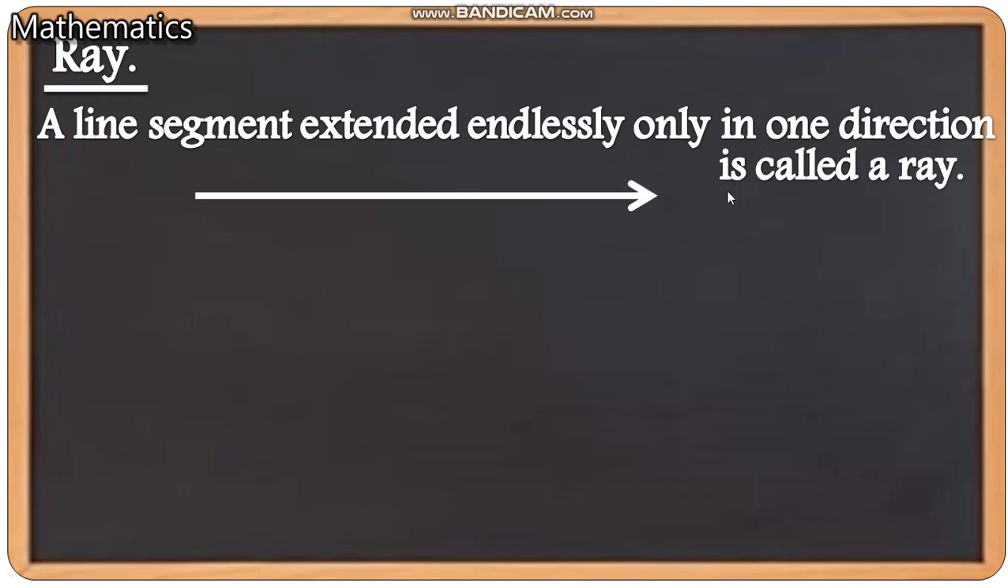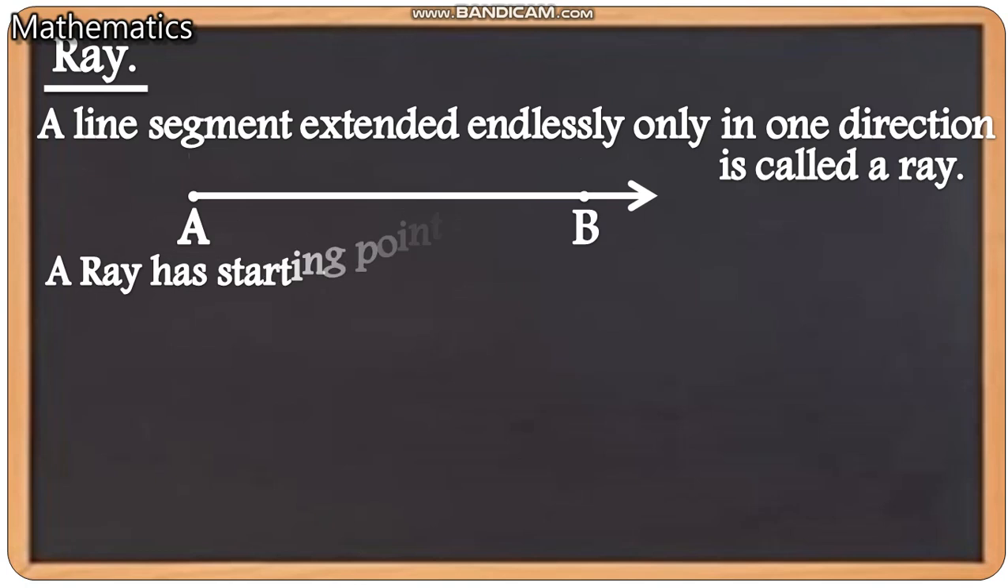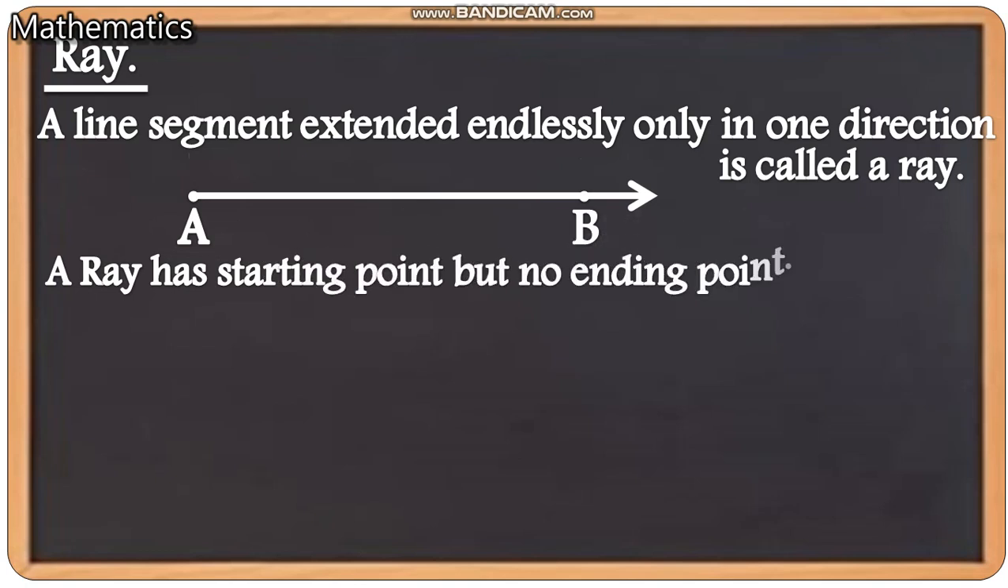The arrow mark is here on this side. That means it is going on, it has no end. Let's give the names A, B. Here it is A. It is B. A ray has a starting point but no end point. Here the starting point is there, but the arrow mark is there, so no end point.